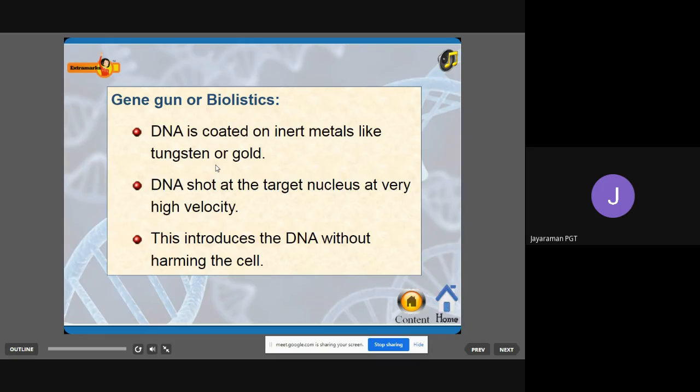For inserting the gene, a particular speed has to be maintained. It can be applicable only for plants. Remember, this is applicable for plants only. And the particular speed is 1,400 feet per second. With that much velocity, we have to charge the tungsten bullet coated with the DNA. It can go directly to the nucleus. The DNA will then incorporate with the genome of the host cell. This method is known as the gene gun or biolistic method.